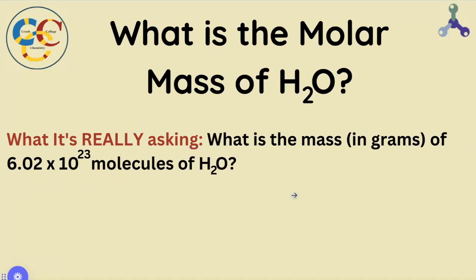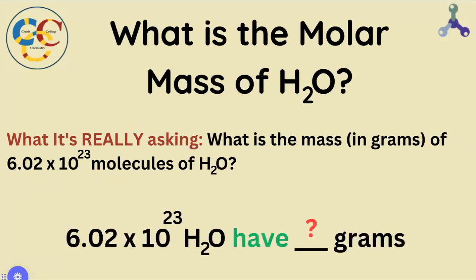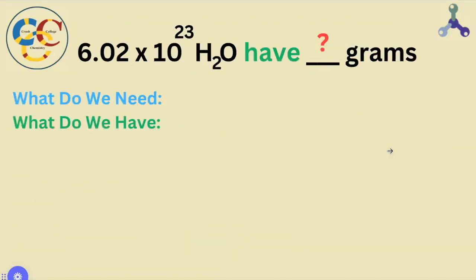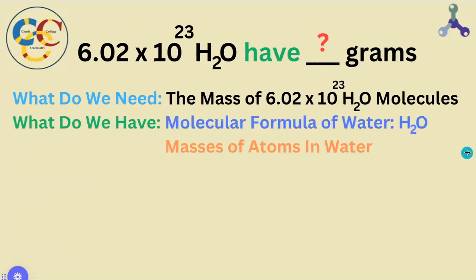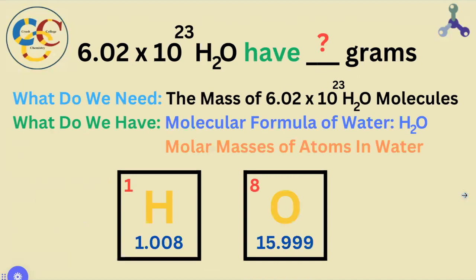And we're going to find this in terms of grams, since that's the SI unit for mass. Another way of writing this is that there are a certain number of grams within 6.02 times 10 to the 23 molecules of H2O. What do we have and what do we need? Well, we need to find the molar mass of H2O, and we know what the molecular formula is. We also know the masses of the individual atoms which compose water.